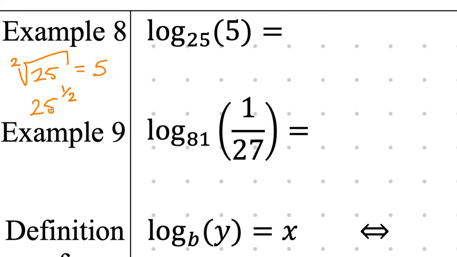25 to the half is the same thing as the square root of 25, which means the answer: 25 to what power gives you 5? 25 to the half power gives you 5. The answer here is a half.